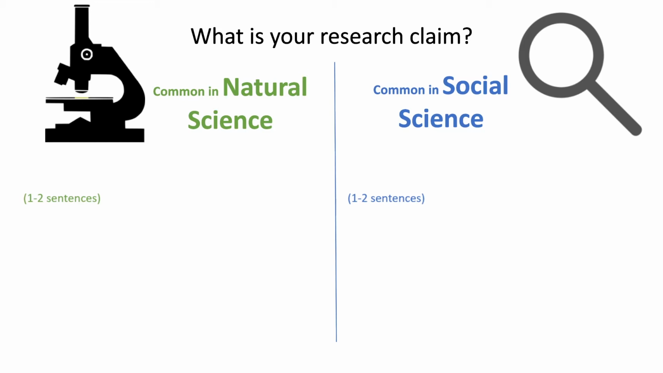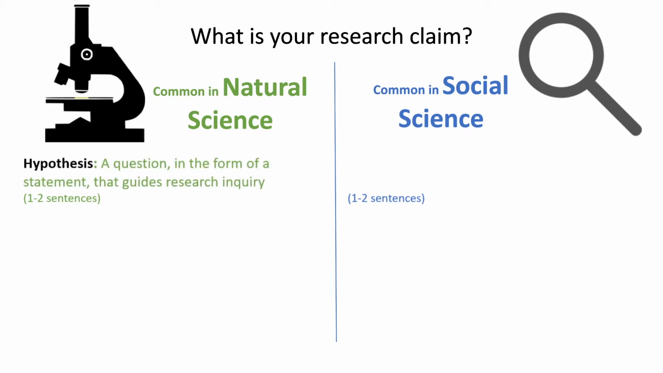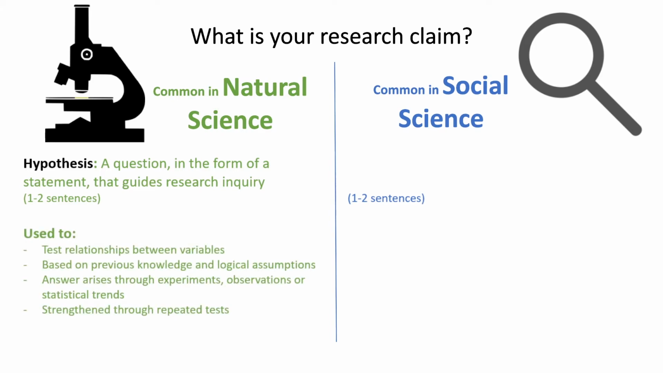And there are a few differences between the natural sciences and the social sciences. A hypothesis, most common in the natural sciences, is a question in the form of a statement that guides research inquiry and is used to test relationships between variables. It's often based on previous knowledge and logical assumptions. Our answer will arise through experiments, observations, or analysis of statistical trends, and these hypotheses are strengthened through repeated tests.